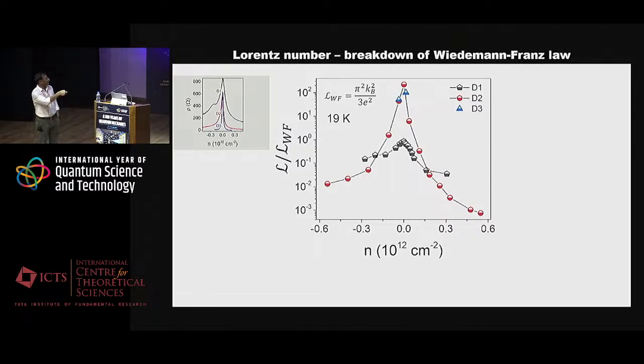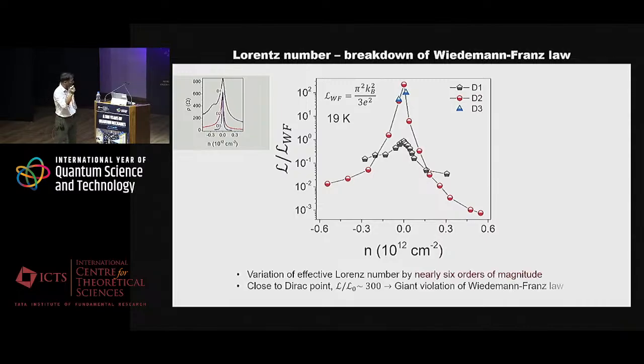Take a look at these three samples I'm going to show you. D1 is the most disordered one, and D2 and D3 are the clean samples with mobilities of more than 1 million at low temperatures. The Lorentz number changes from the Dirac point to a density of about 4 or 5 times 10 to the power of 11 by nearly 6 orders of magnitude. It goes from much higher than the Wiedemann-Franz law value to a much lower number, nearly 3 orders of magnitude below it, at higher temperature and higher densities.